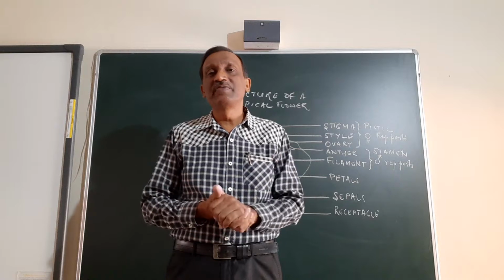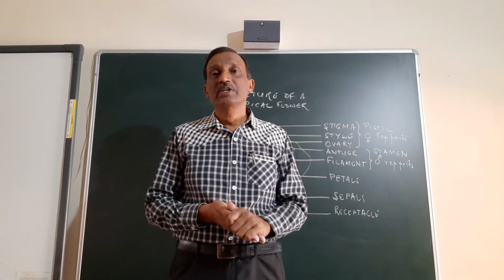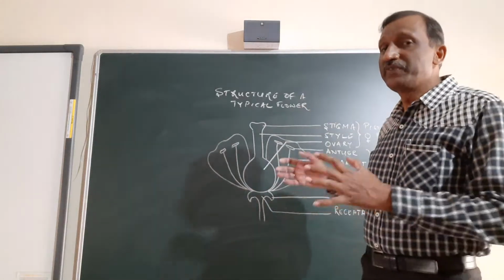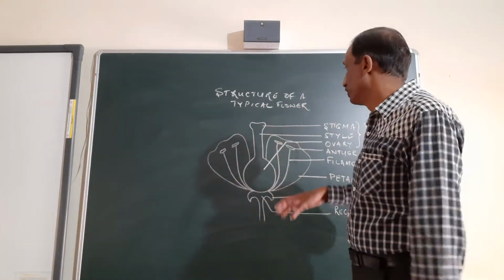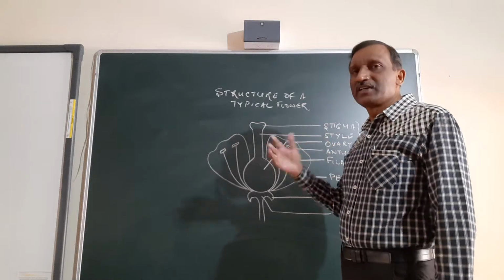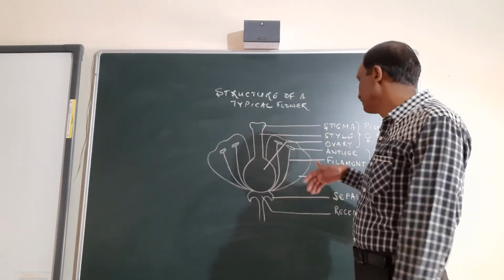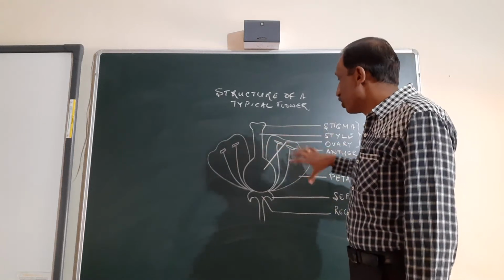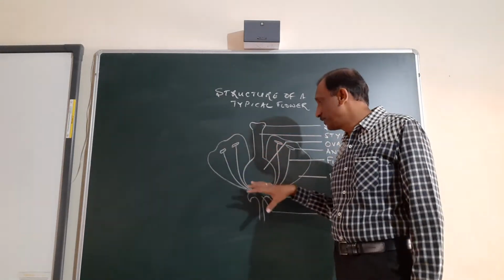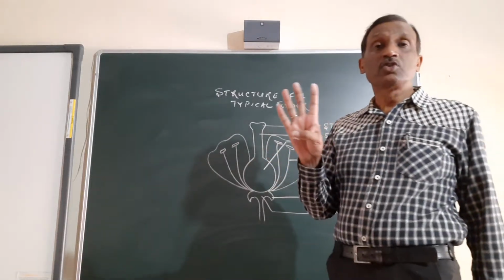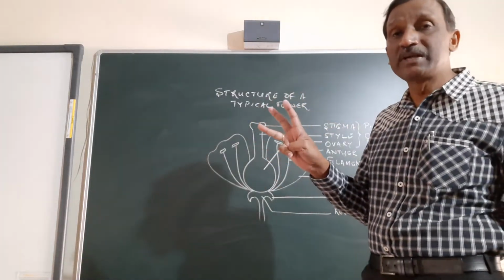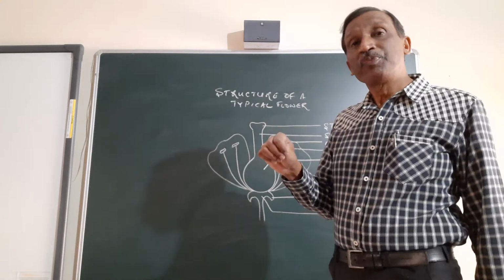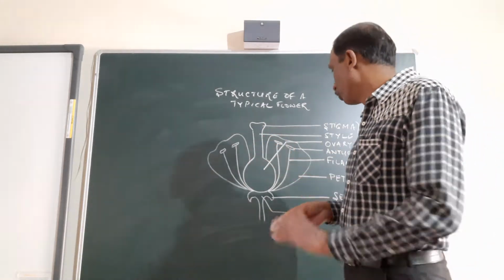It's quite obvious that flowers are only produced in angiosperms, so I need not specify angiosperm flower. If there is a flower, that means it is an angiosperm. It just comes in our pronunciation in the same way. So what I was saying is that a typical flower has four whorls. The outermost is sepal, then the petals, then the stamen, and the innermost is pistil. So these are the four parts.